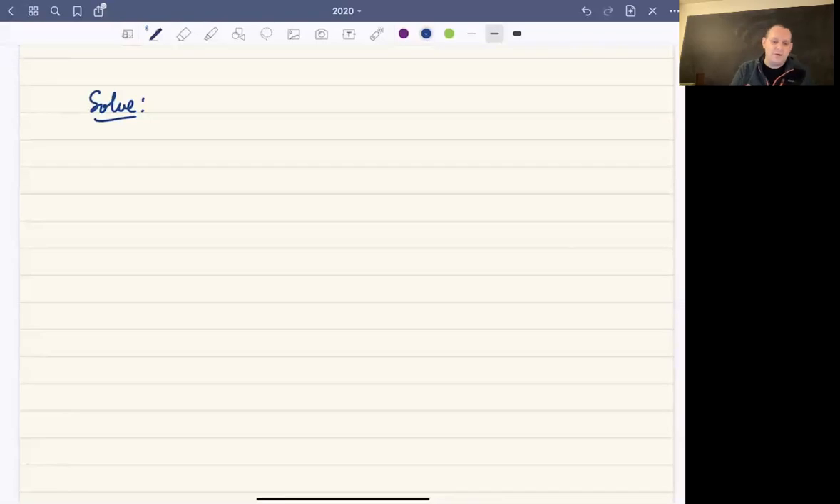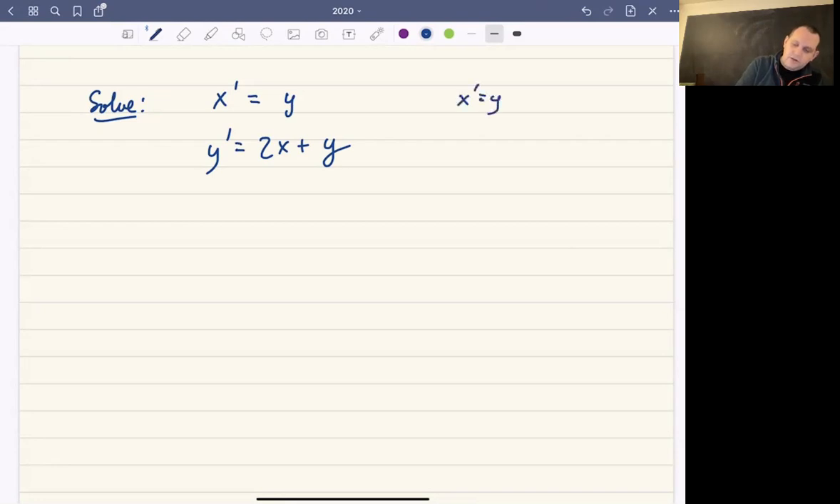So our first example, I want to solve the system x prime is y, and y prime is 2x plus y. And what I'm going to do is take one of these equations and differentiate it. So let's take the top equation, and we're going to differentiate it.